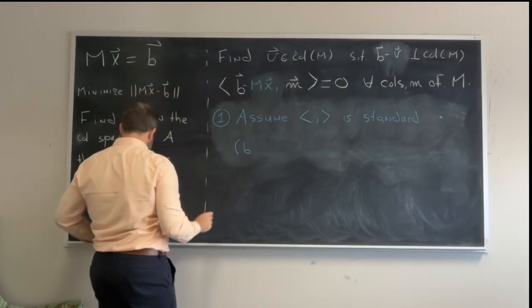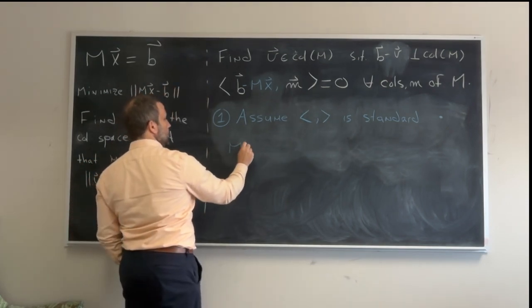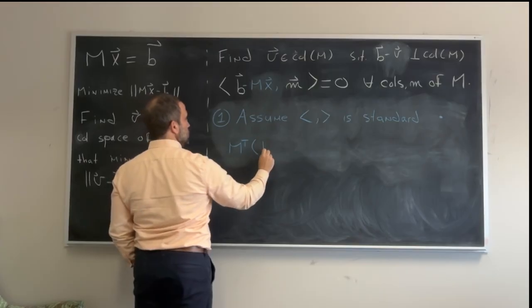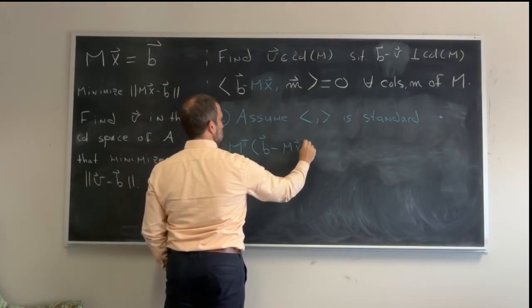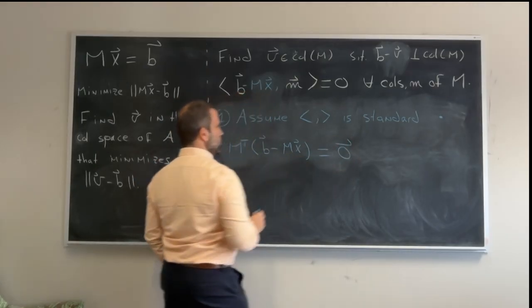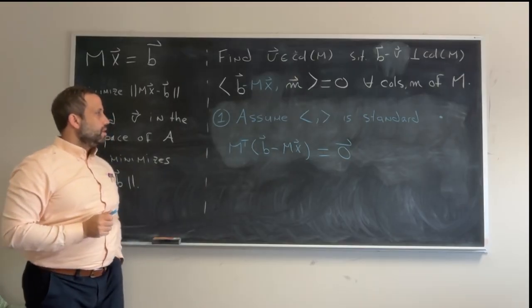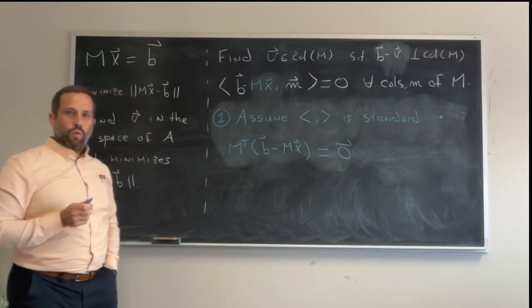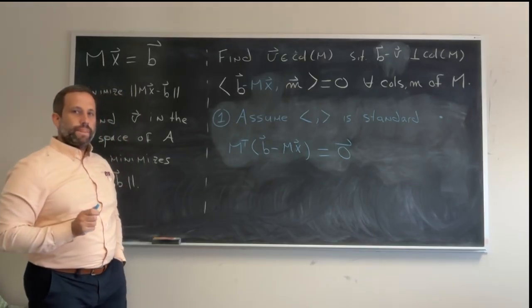M transpose times B minus MX, this is equal to the 0 vector. So I'm saying this statement and this statement are the same. So pause for a moment and see if you can figure out why. Okay, so why am I saying that this is the same?